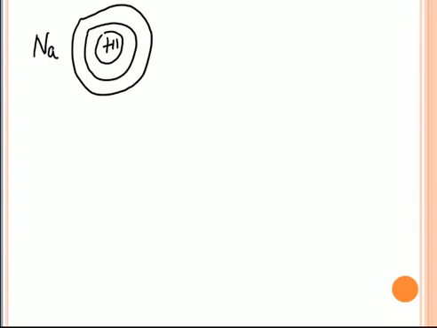And now let's change in the color. How many electrons should I have? First ring will have 2. 1, 2. Second ring we should have 8. 1, 2, 3, 4, 5, 6, 7, 8. And the last ring I should have just 1.